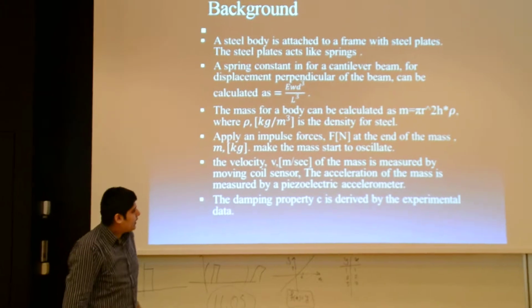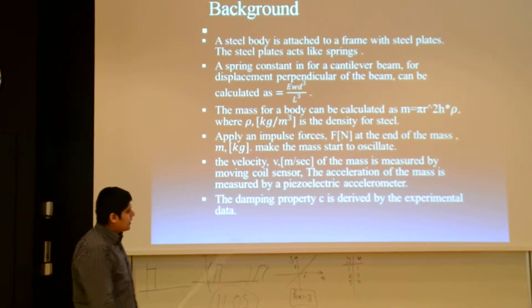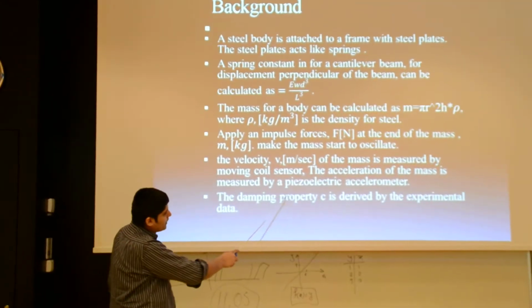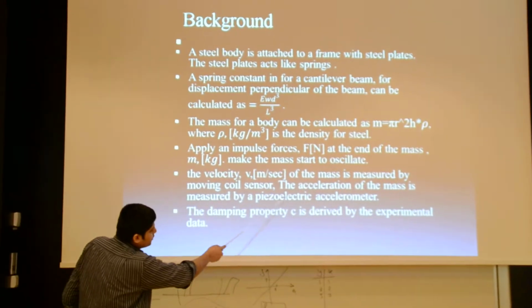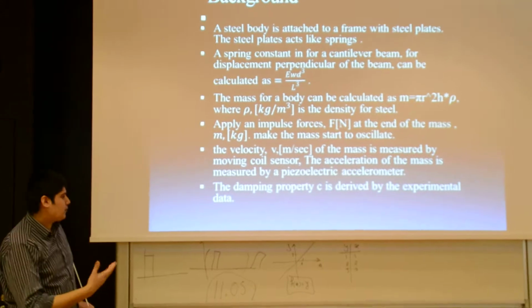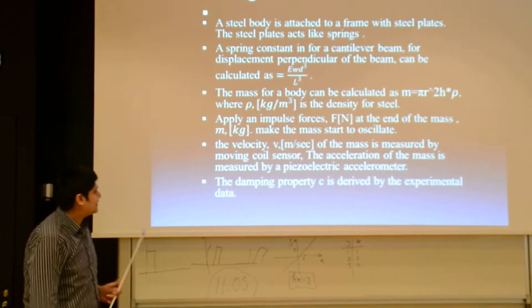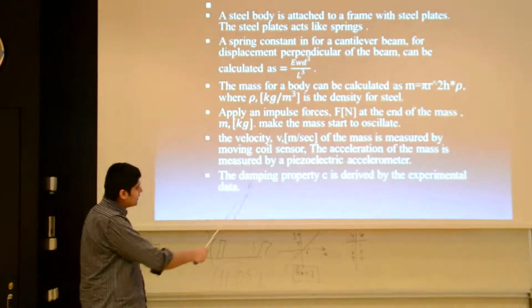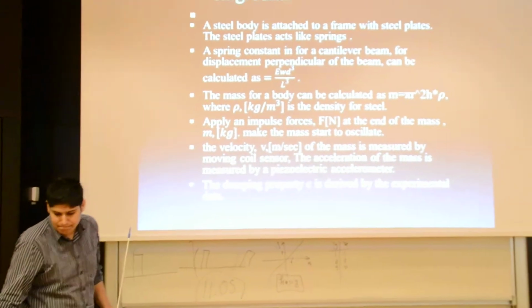expression, and velocity and acceleration. For the measurement of velocity and acceleration, we use the accelerometer and the coil sensor, but we don't have a velocity sensor there. Then we just use the accelerometer.